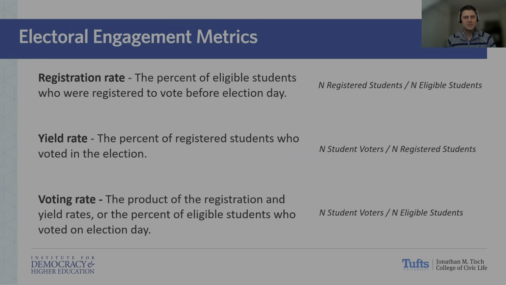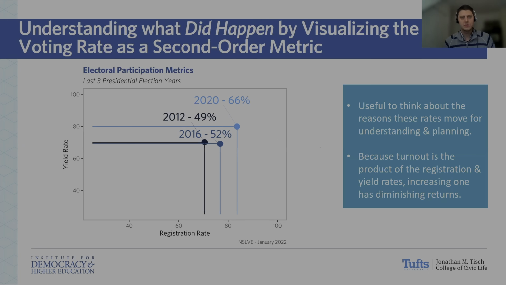The voting rate is the percent of eligible students who voted in an election. The registration rate is the percent of eligible students who are registered. And what we call the yield rate is the percent of registered students who voted. So when you multiply the registration rate by the yield rate, you get the voting rate. This is a useful thing to know because it empowers you to get a lot more out of your data by looking at these two metrics.